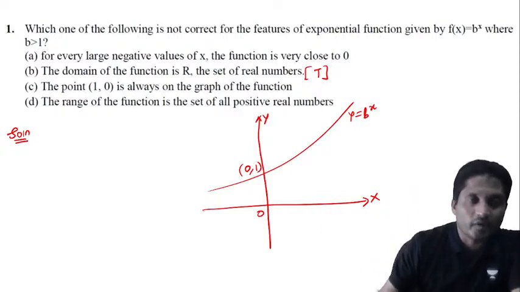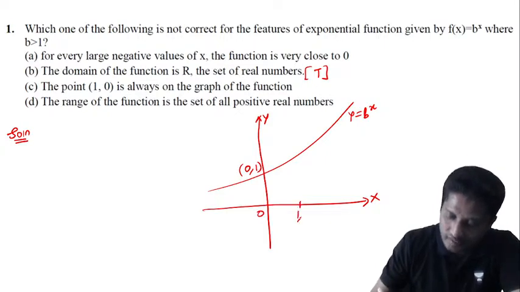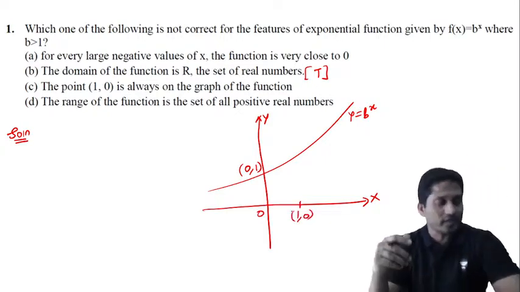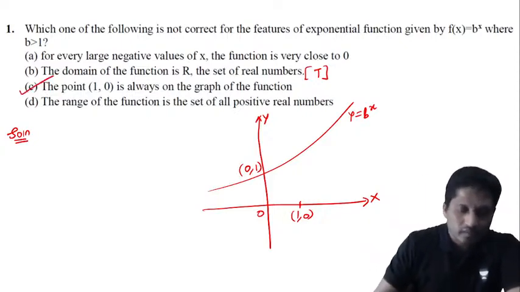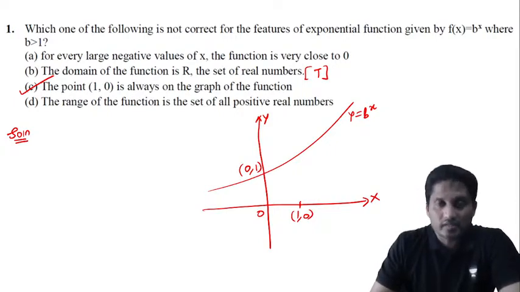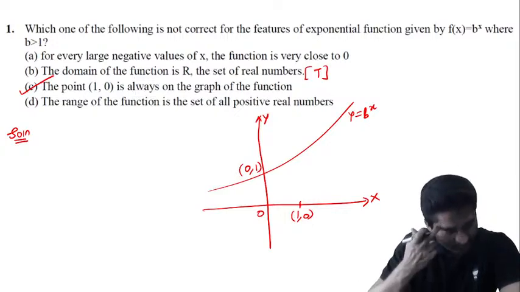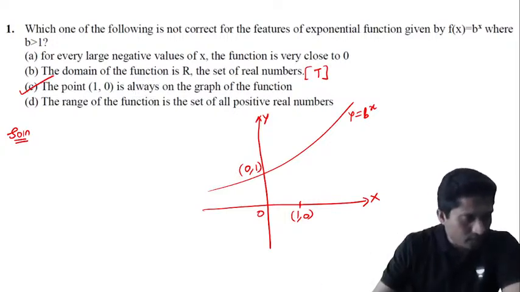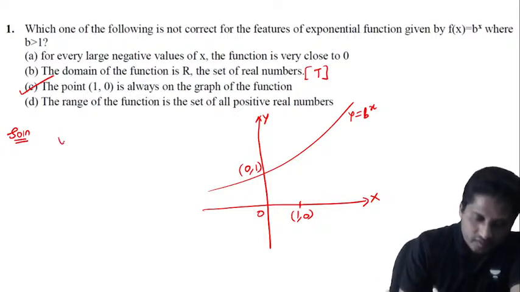Now, the point 1 comma 0 is always on the graph. No, this is 1 comma 0, it doesn't lie on the graph. The point 0 comma 1 is on the graph, so obviously this is false. Option D: the range of the function is the set of all positive real numbers. An exponential function cannot be negative. Suppose y is equal to b power x, it cannot be negative.